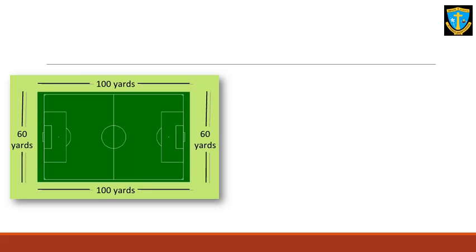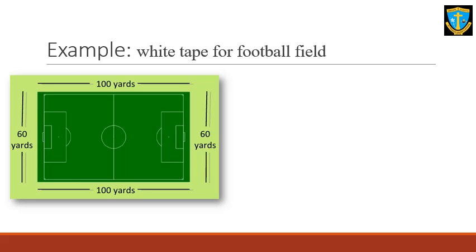Let us take an example. Using the formula, we will find the perimeter. Okay, the coach wants to put a white tape for the football field. Now the measurements are given for us already. The length is 100 yards and the breadth, the shorter one, is 60 yards. Okay, let's find the perimeter and help him out.